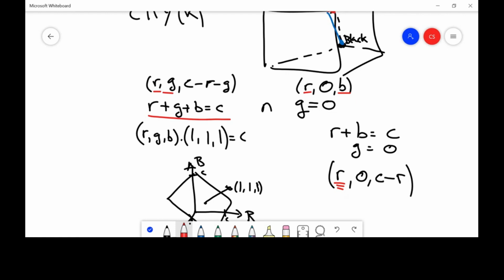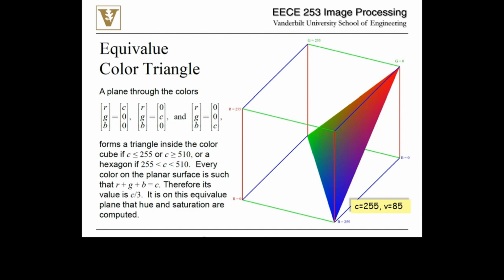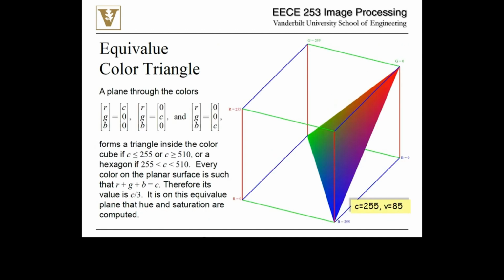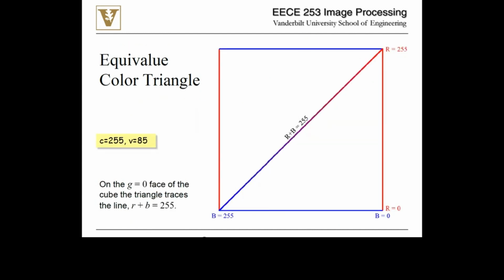Okay, so now what we have here is this intersection between the plane R plus B plus G equals C, with C equal to 255, just for representing, and then the G equals 0 face. And then this face is this one. You can imagine, you can extract this face, and if you extract it, what you get. And this line here is the intersection between the two planes.